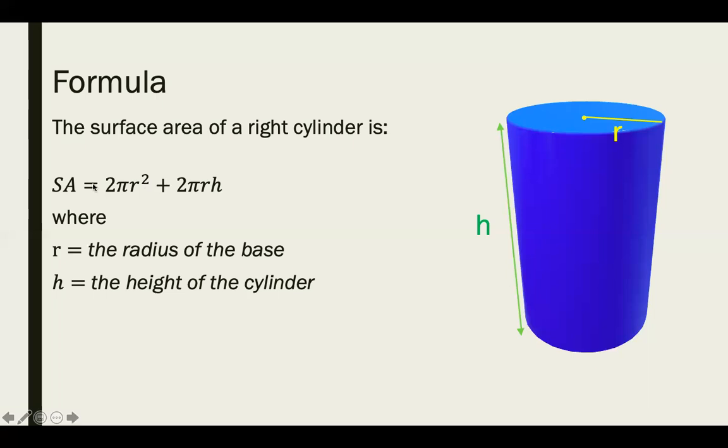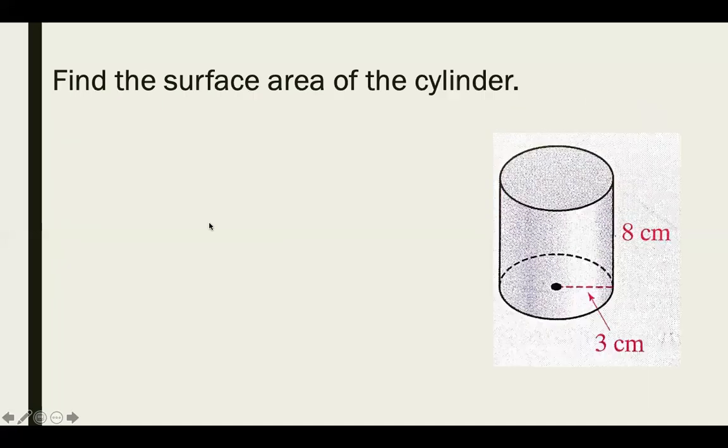The surface area of a cylinder is 2 pi r squared plus 2 pi r h, where this first part is the area of the bases, and then the second part is called the lateral area, just the area of this curved part connecting the two bases. So bases, and then the area of the lateral side of the cylinder.